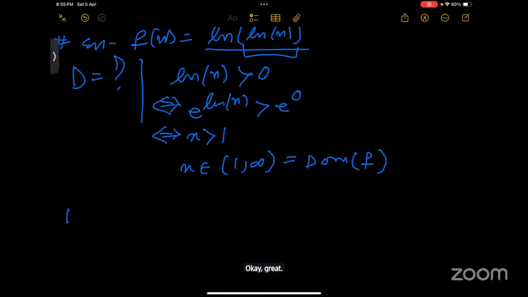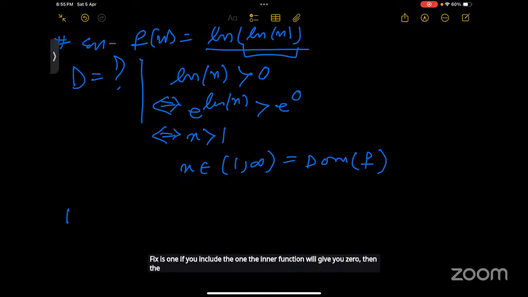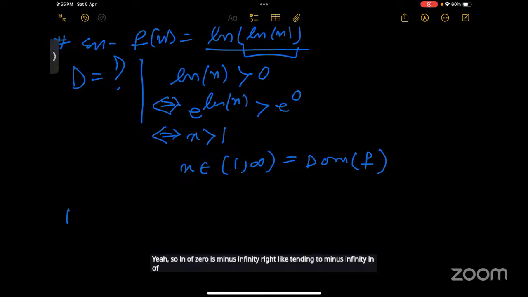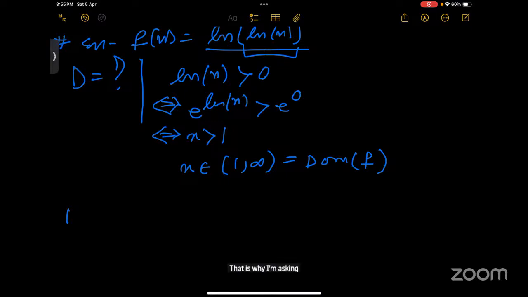If you include 1, the inner function will give you 0. Then the outer function will become ln of 0, which is not defined, tending to minus infinity. That is why I'm asking, how do you include 1? We are not including 1. This is an open bracket. We are excluding 1 here.